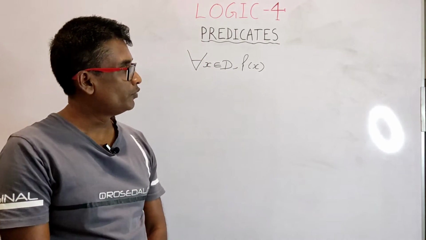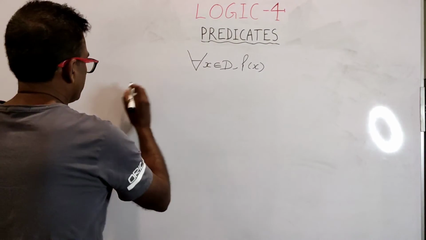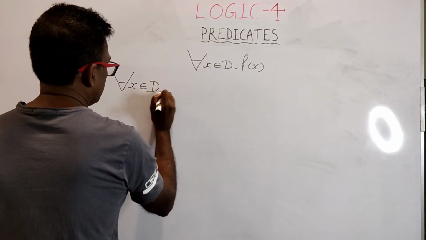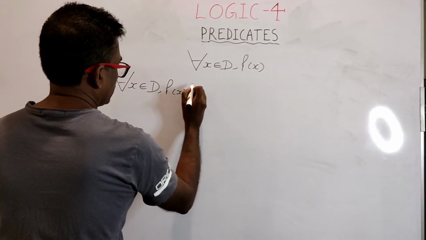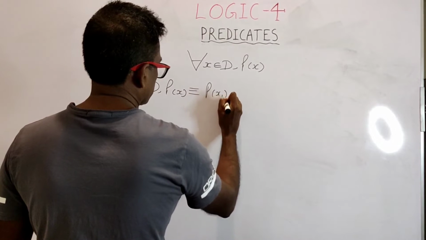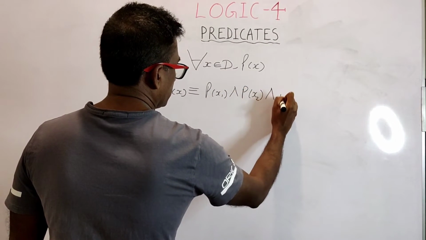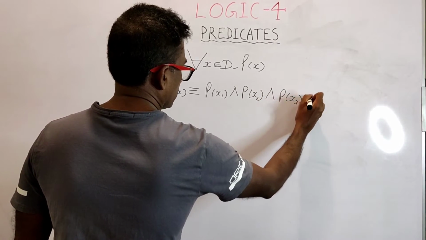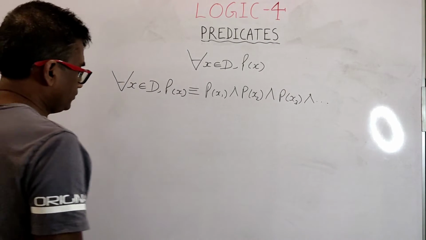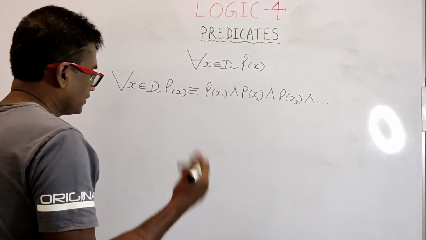Now we are going to prove that. We know that for all x in D, P of x is equivalent to P(x1) and P(x2) and P(x3) and so on. Now can you remember the De Morgan equivalence?